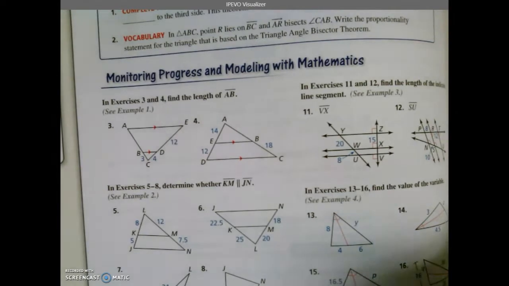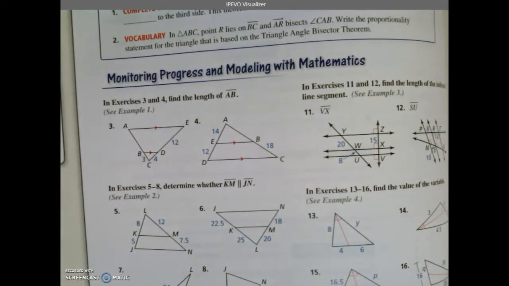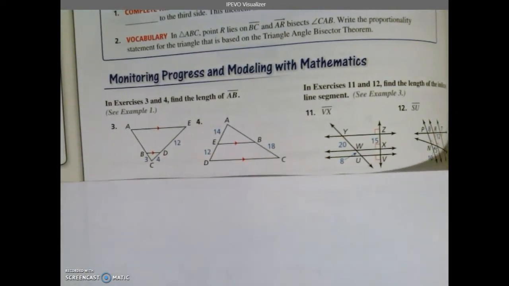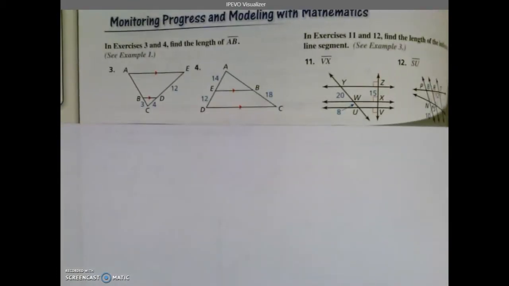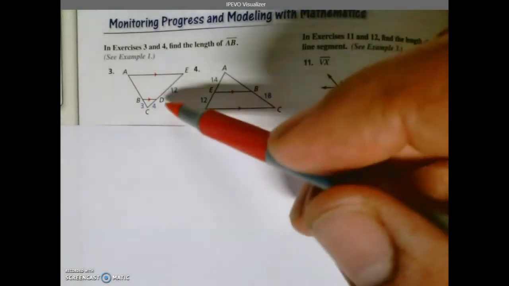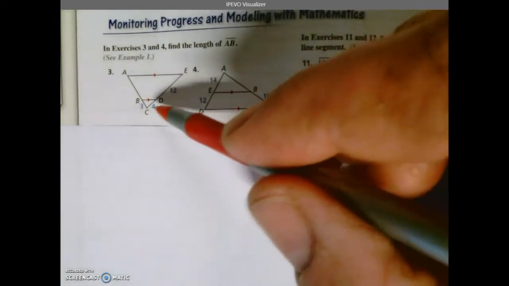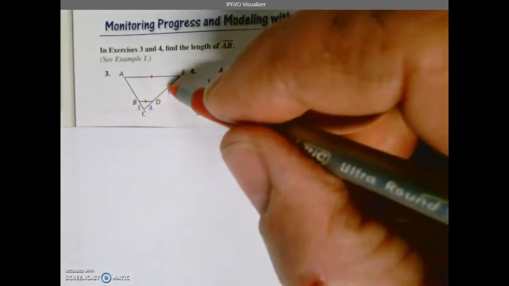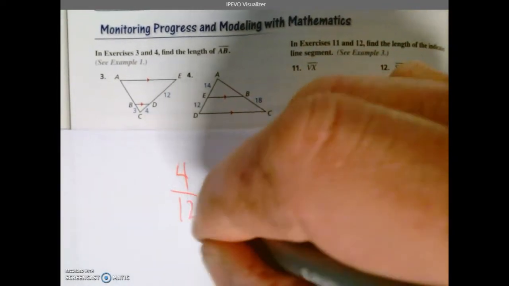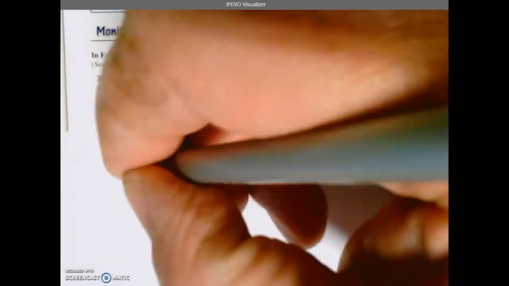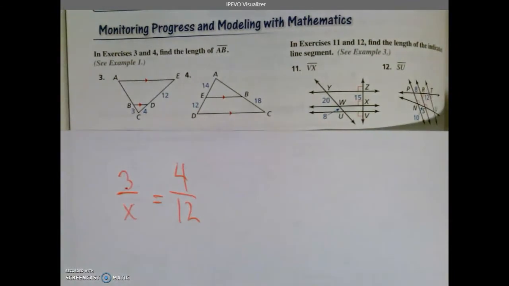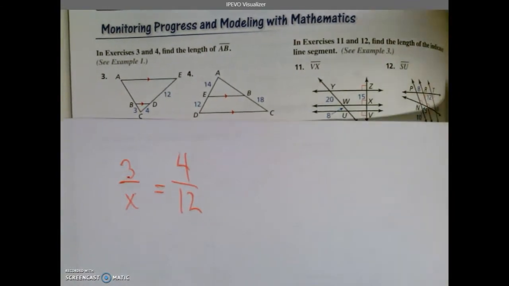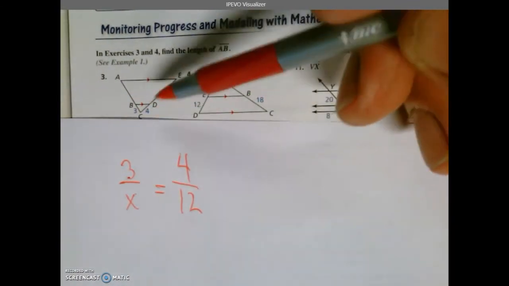It's actually related to the mid-segment theorem, but a little bit different. In the other video, we explained what it is. Now we're going to run through some problems. The main thing is they're all the same setup. Is it 3 to 4, or 4 to 12, or 3 to 12? Well, 4 and 12 are part of the same side. So 4 is proportional to 12 the same way that 3 would be proportional to, let's call that x. So we have 3 to x is the same as 4 to 12.